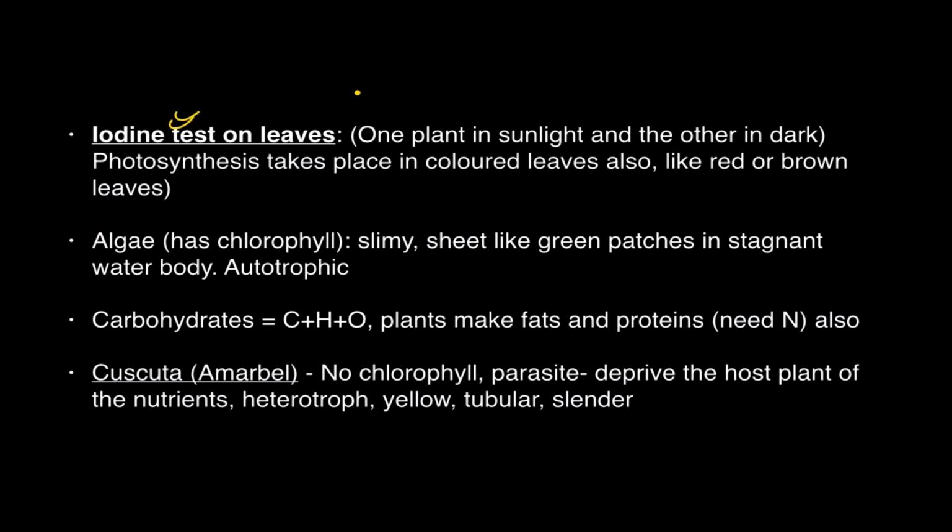Basically you take two plants, one in sunlight and one in dark. Obviously the dark one will have no photosynthesis, so it will have no starch and there will be no reaction with iodine. The light one will react with iodine.